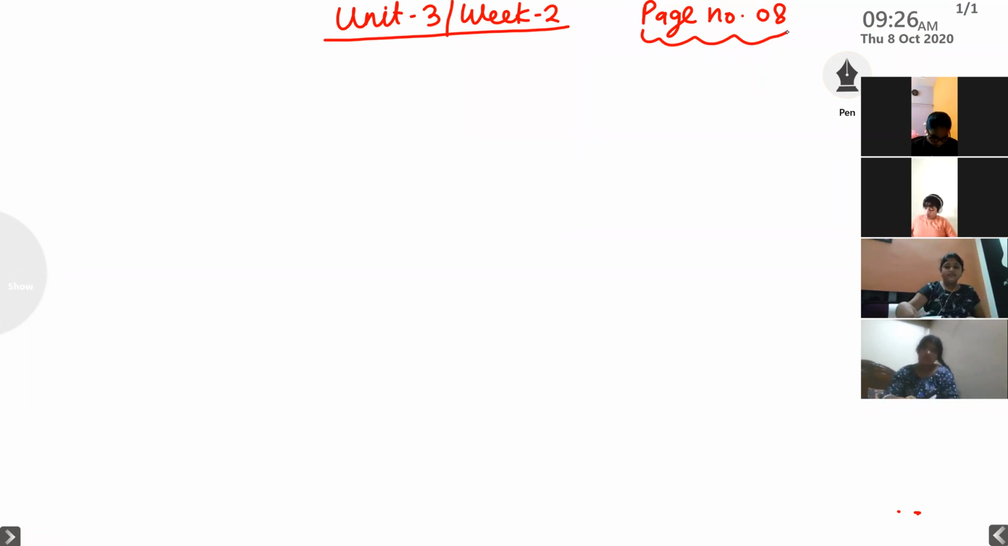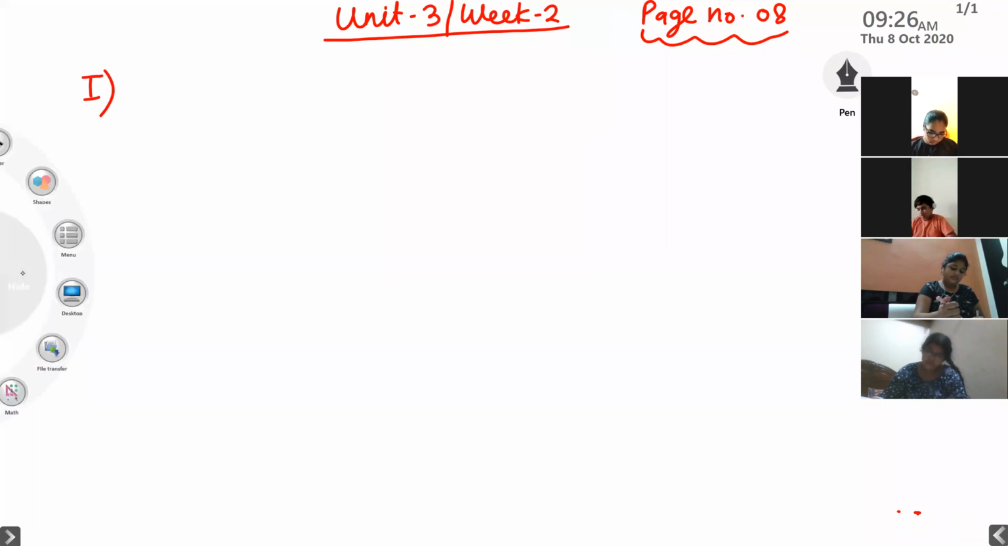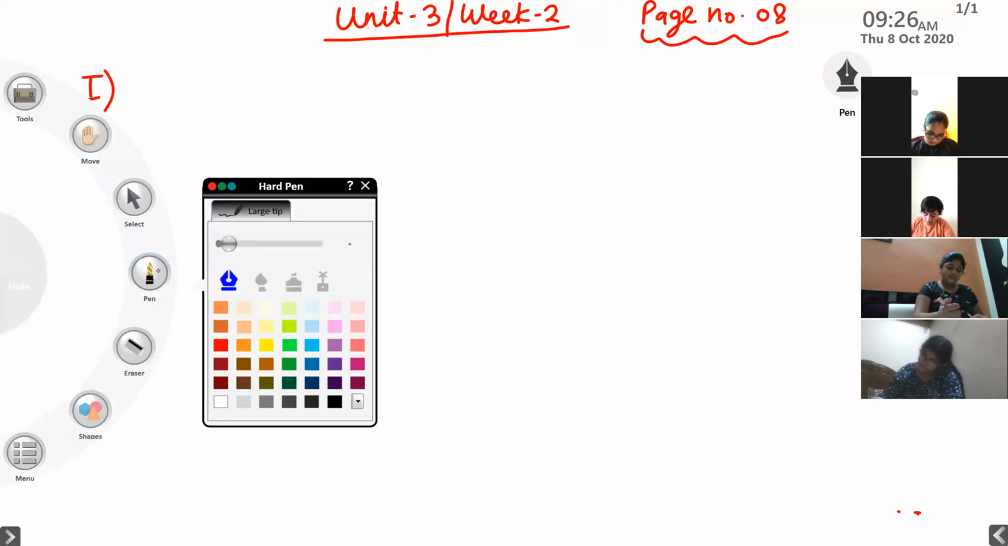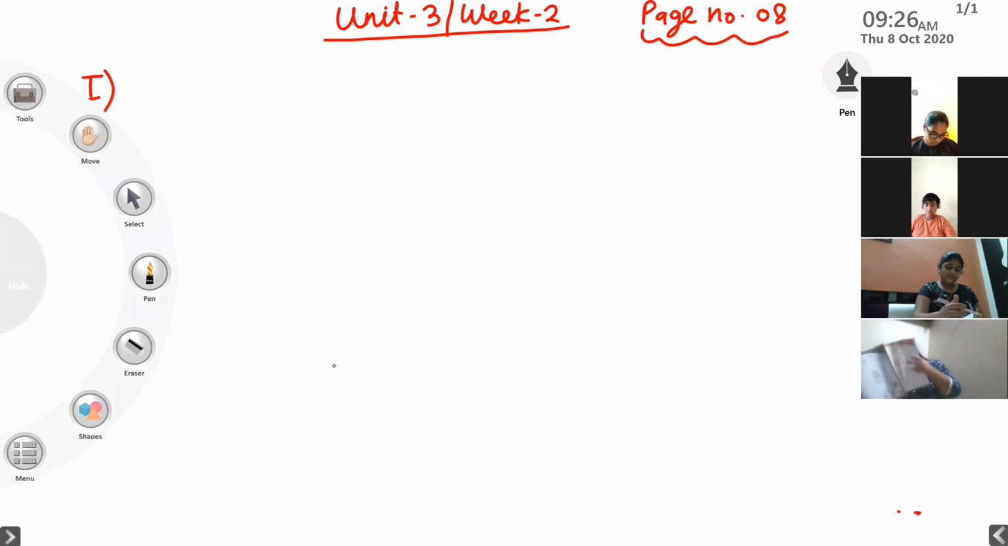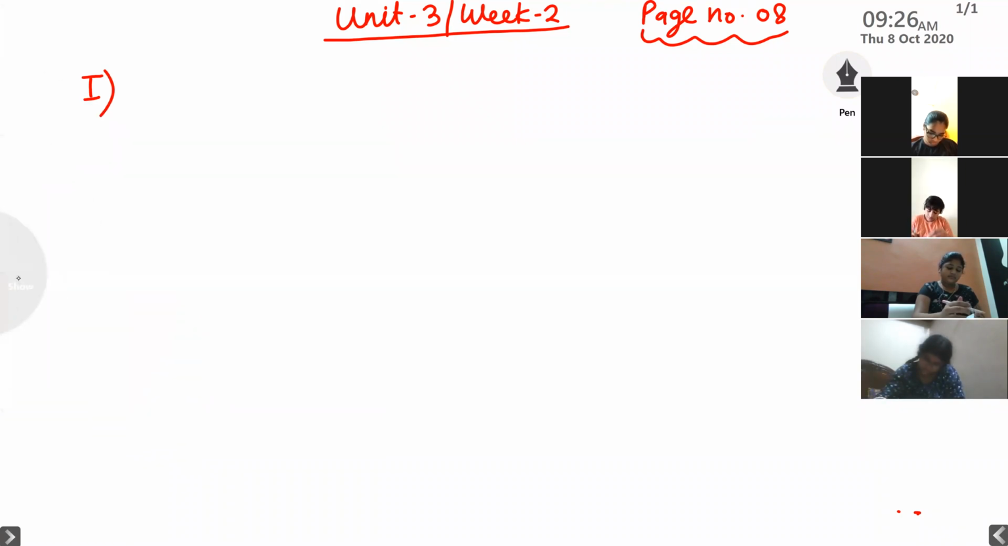First bit, state whether the following statements are true or false. First question, a parallelogram can be constructed even if less than 5 centimeter element of its are given. They can give parallelogram any length, we can construct. What is the problem? Answer is true.